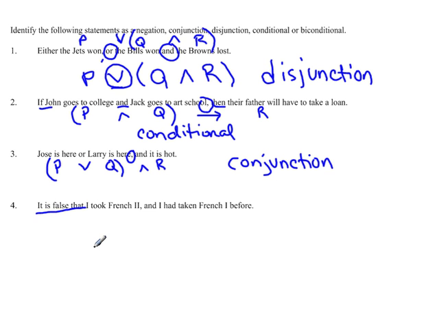It is false that. That's the negation. I took French 2, that's P, and I had taken French 1 before, that's Q. Anytime you see it is false that, you're going to put negation and then parentheses around what follows. So this statement would be negation P and Q. So the negation is the symbol outside the parentheses, making this symbol a negation.